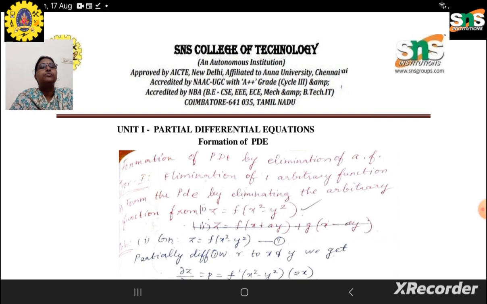Today we are going to discuss the formation of PDE. In this, we already discussed that the formation of a PDE can be derived in two ways. The first one is elimination of arbitrary constants and the second one is elimination of arbitrary functions. Now we are going to discuss the elimination of arbitrary functions.